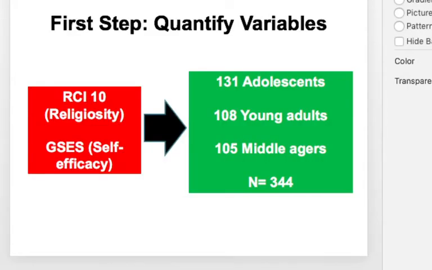The first step I did was to quantify the variables. I need to quantify religiosity and I need to quantify self-efficacy or self-confidence across 131 adolescents, 108 young adults, and 105 middle-agers. So from there, nung nakuha ko na yung religiosity scores and self-confidence scores nung mga age groups na yan, now that's the time that I was able to come up with a picture, okay, of how these variables are behaving across the different ages.